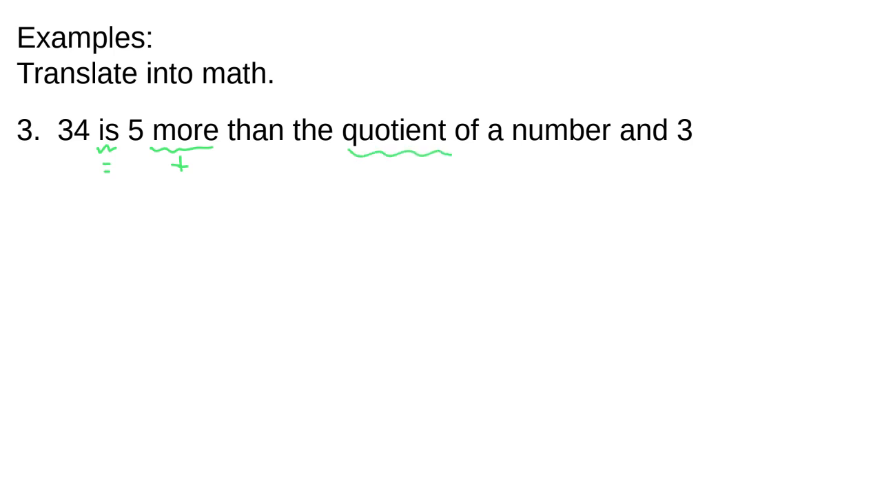Quotient, that's another word we know. Quotient is the answer to a division problem. And there's my variable that we're going to need. Let's see if we can put all these pieces together. We're going to start with 34 is equal to 5 more than the answer to a number divided by 3. So remember, quotient is the answer to a number divided by 3. We would probably in algebra write that as x divided by 3.